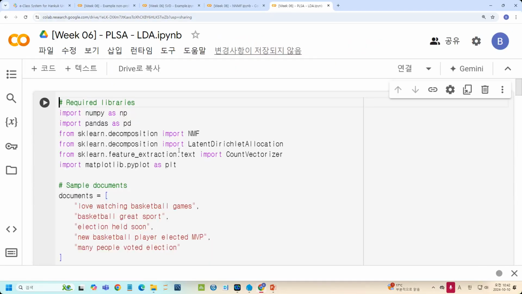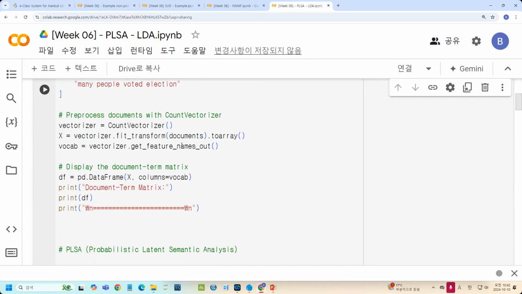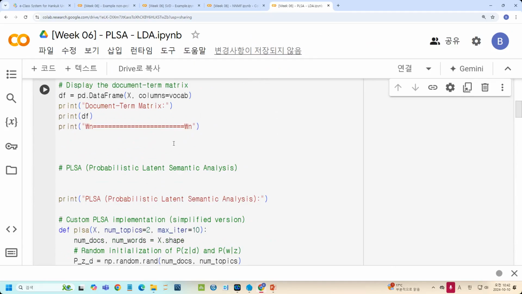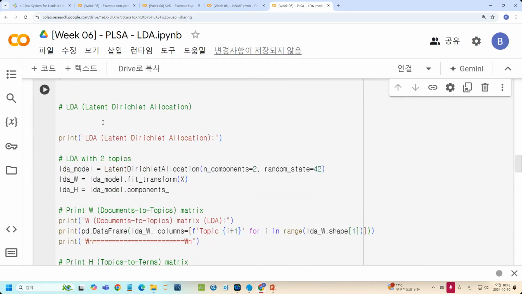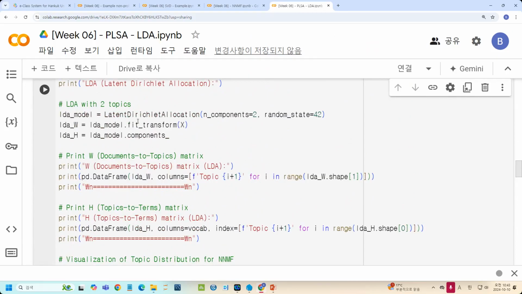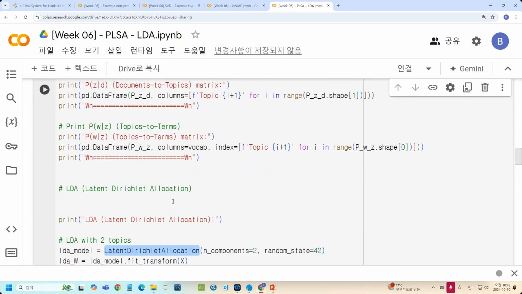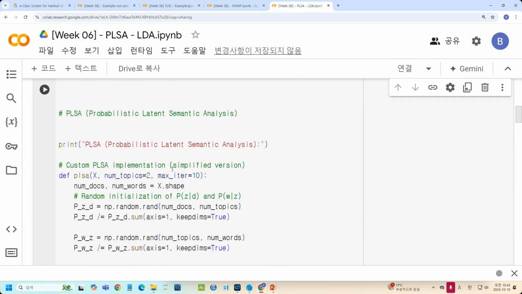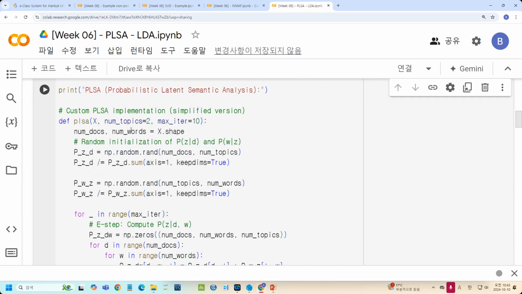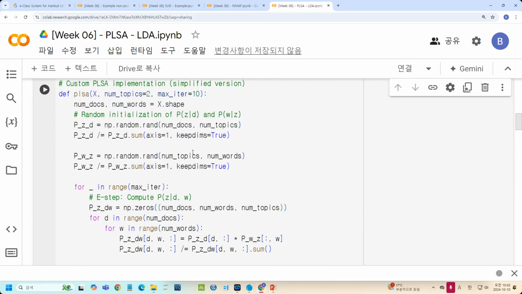I put all the things in the same code. I put the PLSA and the LDA in the same code. For the LDA, you can use the library, Latent Dirichlet Allocation, so it's not difficult to use. But for the PLSA, I just refer to one site, and it is step by step. So the code applies the step by step that I explained in the class.